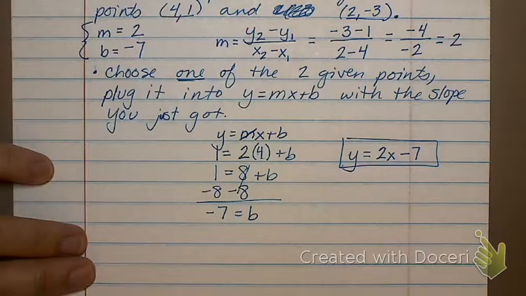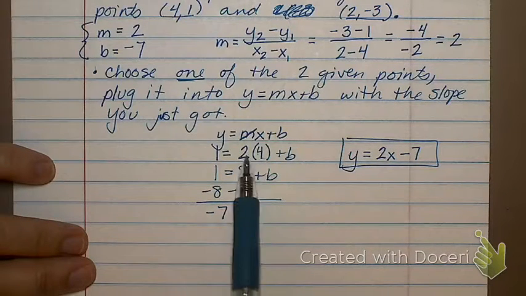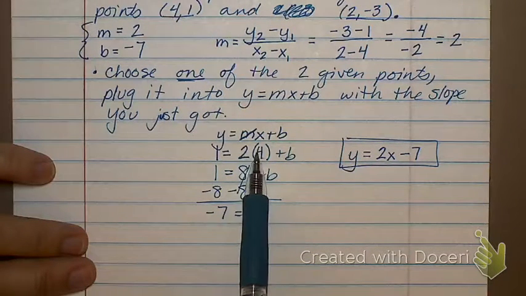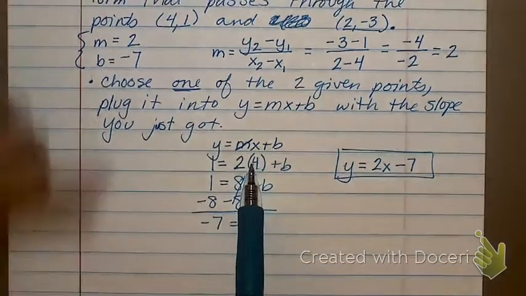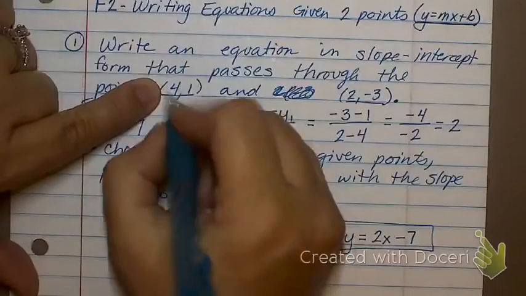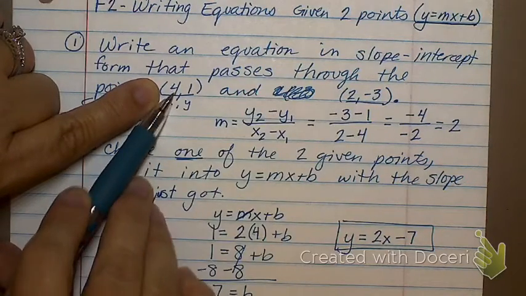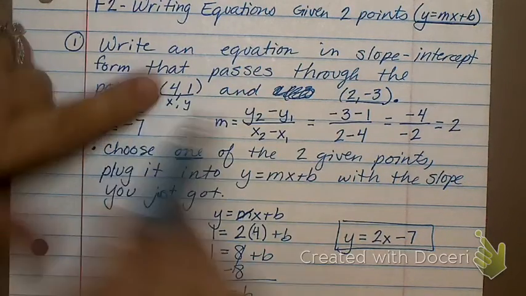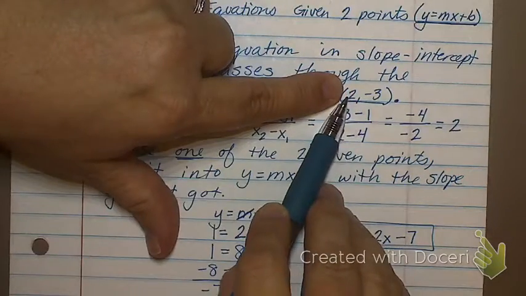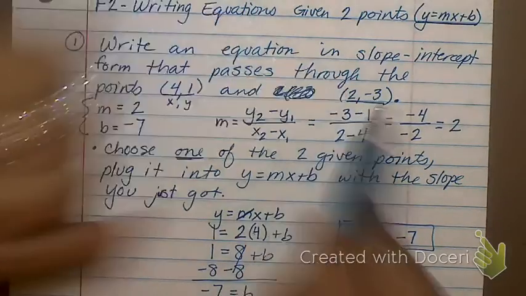Yes? So for the 2x part, it doesn't matter what number we choose. So instead of 1 as y, we put 4. No, because since this is an ordered pair, it's always x comma y. So I can only plug in the 4 as an x and a 1 as a y. Or if I picked this point, I would have to plug in 2 as x and negative 3 as y.